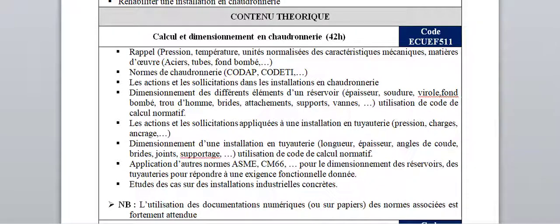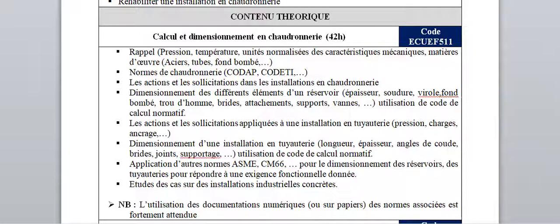The point number 5 is about the different types of actions and stresses applied on piping installation in terms of pressure, loads, anchoring, etc. The point number 6 is also very important since it will allow the student to acquire the skill of sizing a piping installation in terms of lengths, thicknesses, bent angles, flanges, joints, supports, etc. Of course, using a normative calculation code.